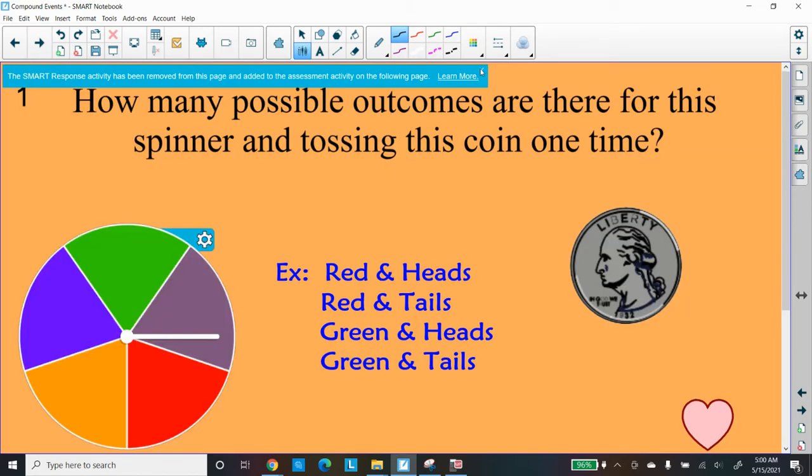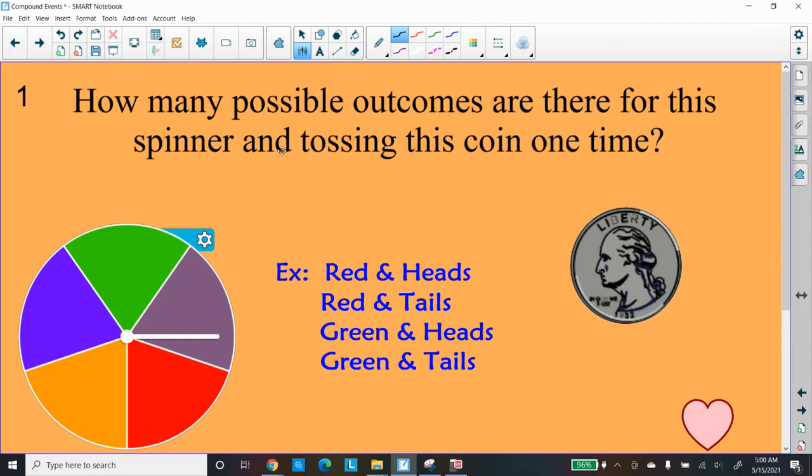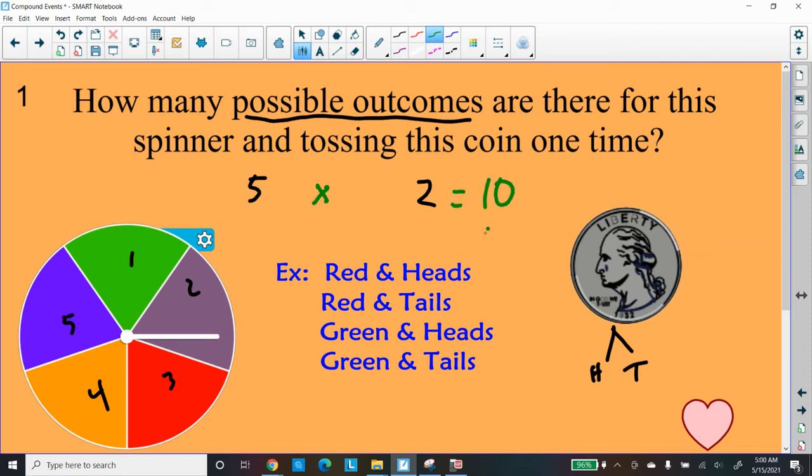So here's our first review of the possible outcomes for this spinner and tossing this coin one time. We want to find out how many possible outcomes there are. We're interested in the total possible outcomes. Well, there are 1, 2, 3, 4, 5 different numbers on the spinner. And on a coin, we have heads and tails, so we have two different ones that can come out. According to the counting principle, we multiply our two numbers. 5 times 2 will give you 10 total outcomes. So the number of different outcomes we can have is 10, and you can list them out if you want to, but we just did this using the counting principle.